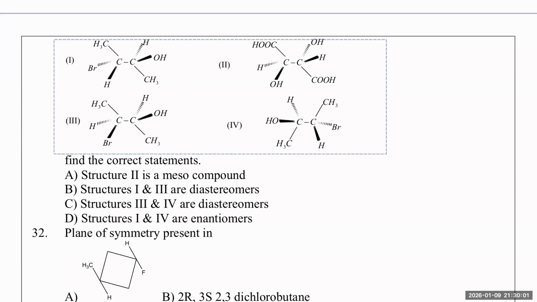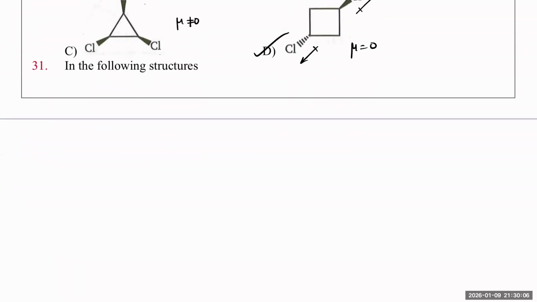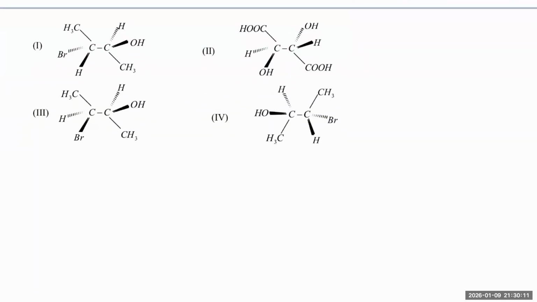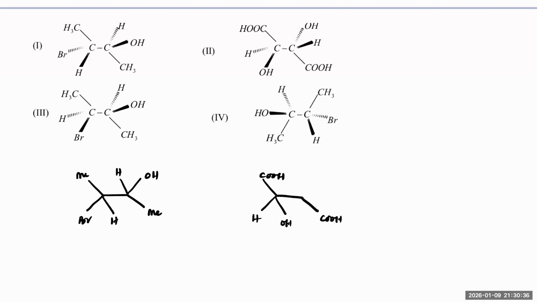So let me take these four structures. In these four structures, if you notice, the first one, I can write it like this. Whatever structure is given, you write that down first. Then we have bromine, hydrogen, methyl with hydrogen, OH, and methyl. This is the Sawhorse projection. Second case, COOH, COOH here. I have H and OH. Here I have OH and H.